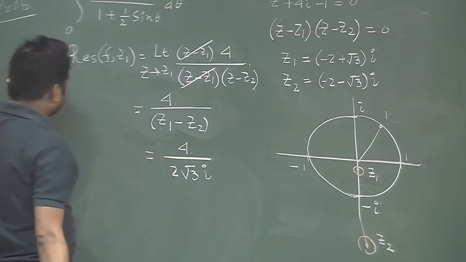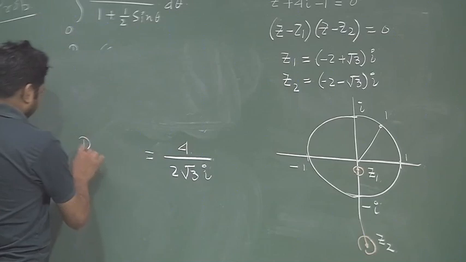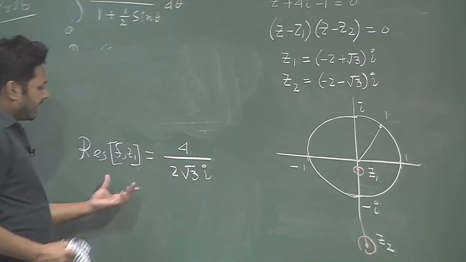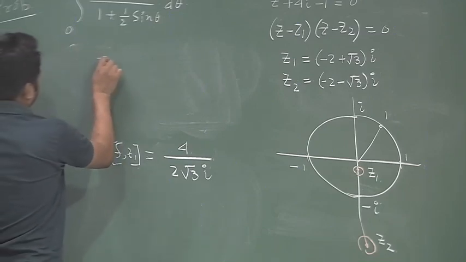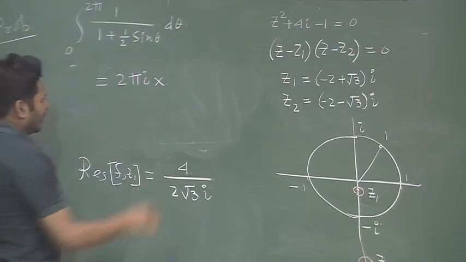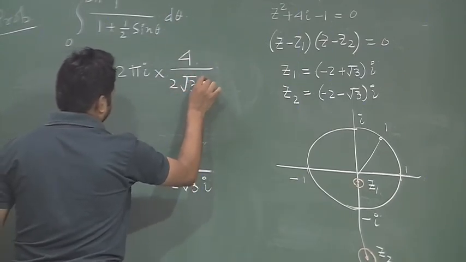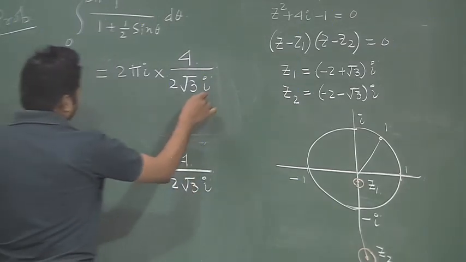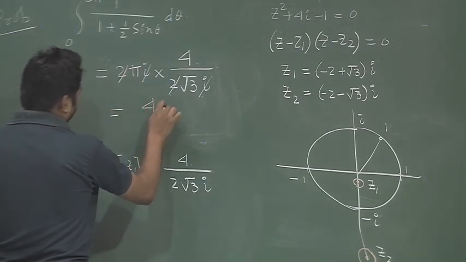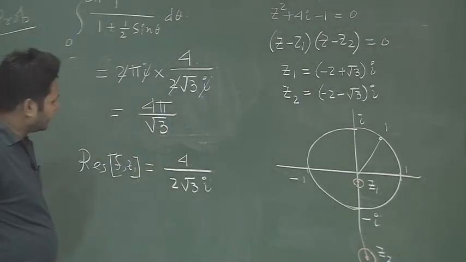So, what should be the final value of the integration? Then I need to multiply that by 2 pi I. This is the residue of the function at the z1 point that I calculated, and the result will be 2 pi I multiplied by the residue, that means 4 divided by 2 root over of 3 I. So, this I is going to cancel out, 2 is going to cancel out, we will have 4 pi divided by root over 3. So, this is the result of this integration.